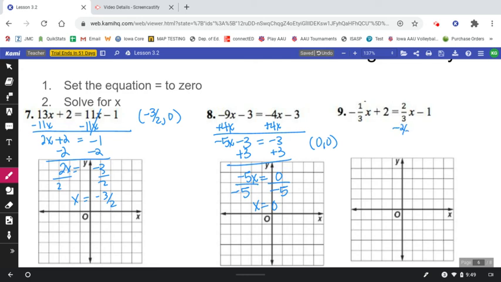On this one, I'm going to subtract 2/3 x from both sides, which gives me negative 1x plus 2 equals negative 1. Subtract 2, so negative 1x equals negative 3. Divide by negative 1 to get x equals 3. This would be 3, 0.